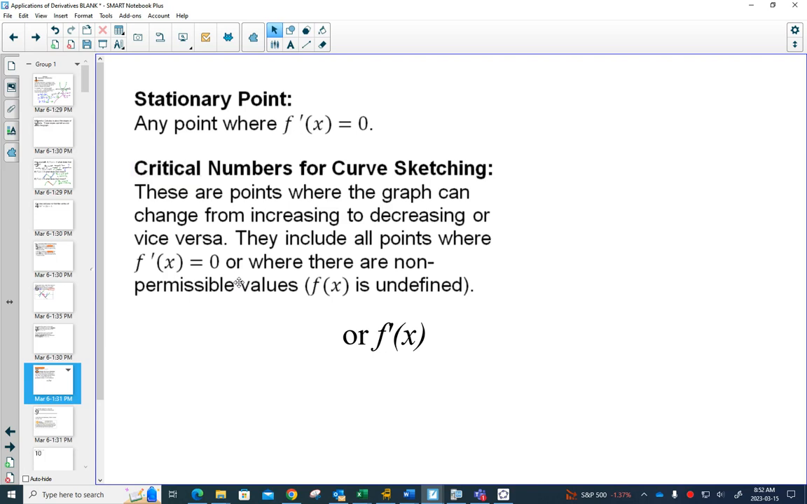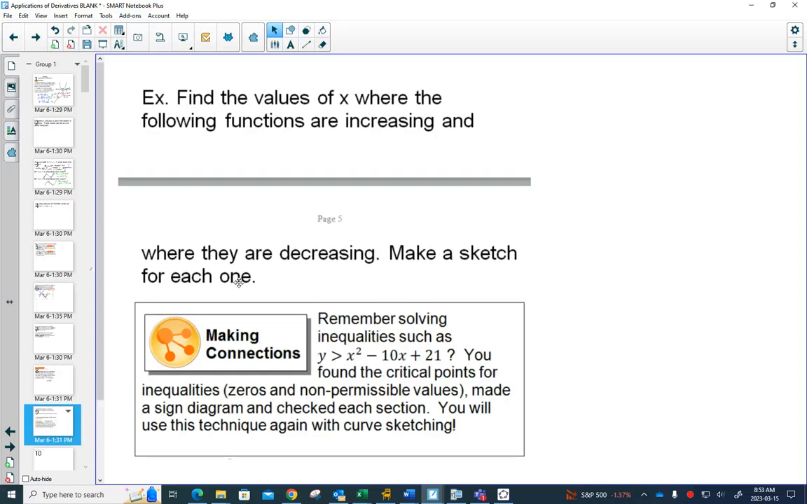So we call them stationary points for that reason. Similar to stationary points, but a little bit different, are critical numbers. Critical numbers include all stationary points, but they also include non-permissible values. So we have very similar definitions here, very easy to mix up, but we're going to talk about critical points also including non-permissible values. Stationary points will just be maximums, minimums, and we're going to find out with the x cubed graph a stationary point of inflection as well. So we need to use our critical numbers for graphing.